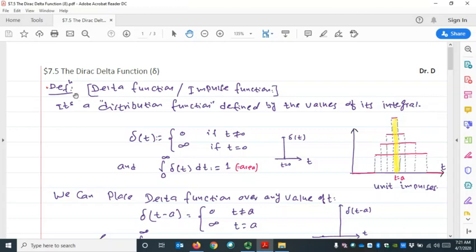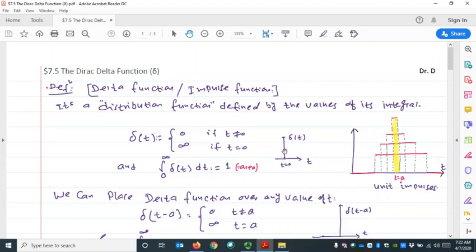First, definitions. The delta function, also called the impulse function, is a distribution defined by the values of its integral. We denote it by delta of t. Delta of t is defined as 0 if t is not equal to 0 and infinite if t equals 0, and the improper integral from 0 to infinity of delta of t is 1. So the diagram is here.